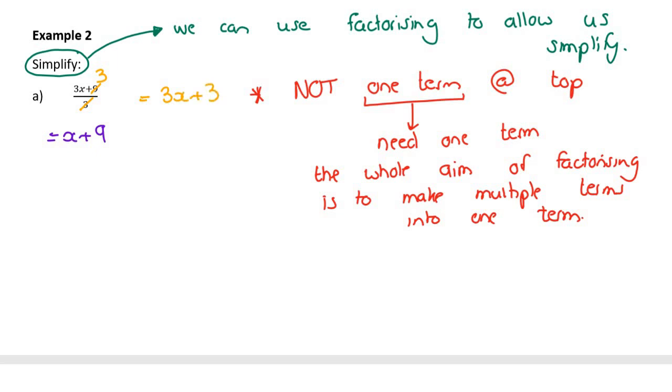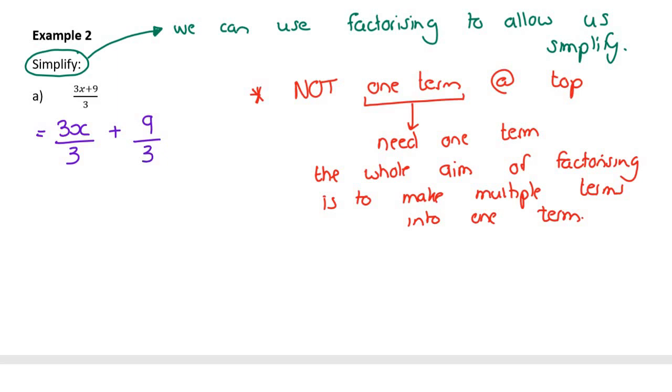Now, the problem is neither of these are right, because what you've done, in the yellow, you've decided to only divide the 9 by 3. Whereas in the blue, you've decided to only divide the 3x by 3. And the reality is that both of those terms on top are divided by 3. So you can't select which term you want to divide by 3. In actual fact, this technically comes from 3x divided by 3 and 9 divided by 3. Now that's a perfectly acceptable statement.